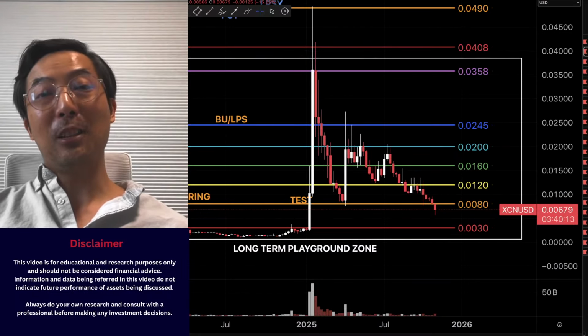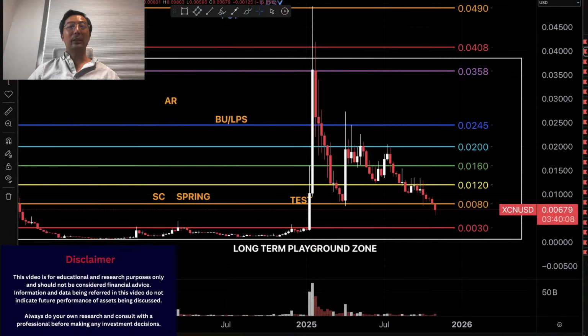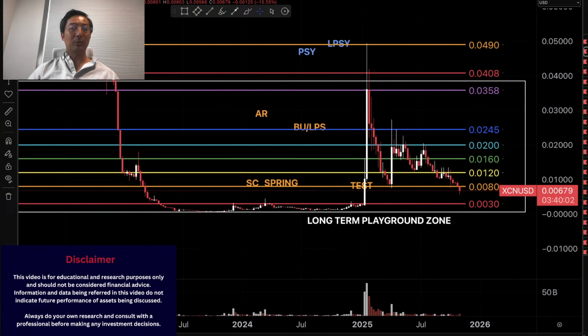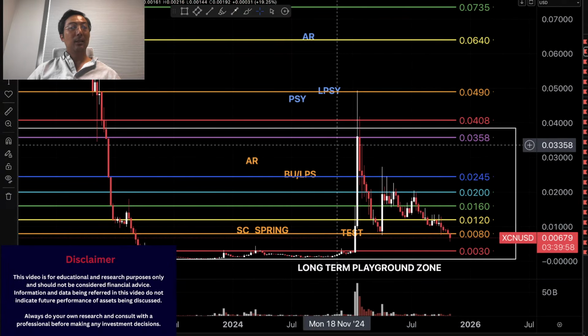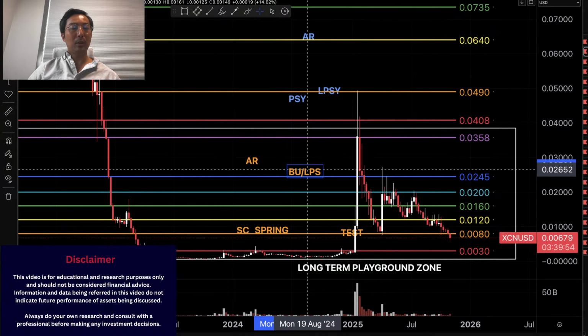If you're new to my sessions, here are the 3 key takeaways you can expect. So let's start with the weekly chart of Onyx. Since this is the very first time I cover Onyx, if you have been following, you know what I'm going to do. I already made the key level lines, just that the Wyckoff tags are still not in place, so it's time to put them in now.